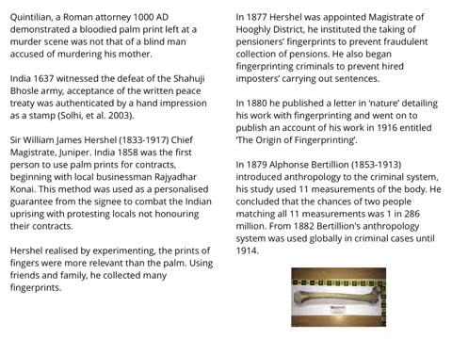In 1879 Alphonse Bertillon, 1853–1913, introduced anthropology to the criminal system. His study used 11 measurements of the body. He concluded that the chances of two people matching all 11 measurements was 1 in 286 million. From 1882 Bertillon's anthropology system was used globally in criminal cases until 1914.